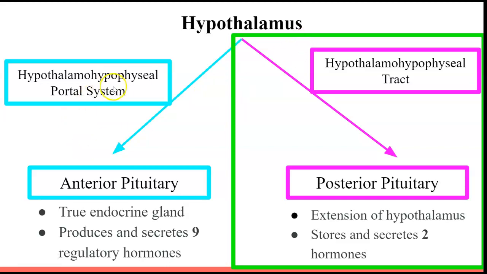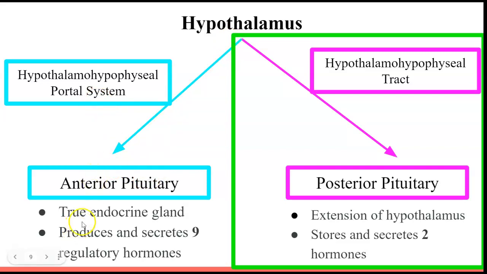So understanding the difference between the two is that the hypothalamo-hypophyseal tract leads to the posterior pituitary. So the posterior pituitary is an extension of the hypothalamus, right? So it's that extension. This is where we're going to store and secrete two specific hormones we'll talk about. Now, the hypothalamo-hypophyseal portal system is where the hypothalamus is connected to the anterior pituitary.